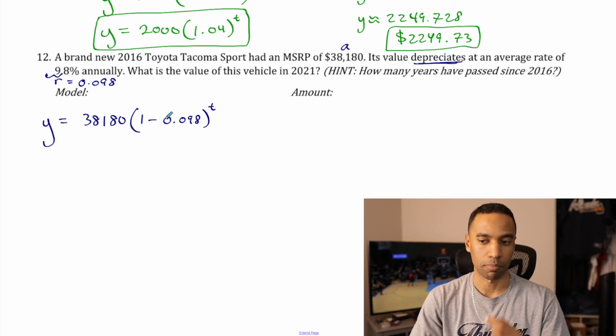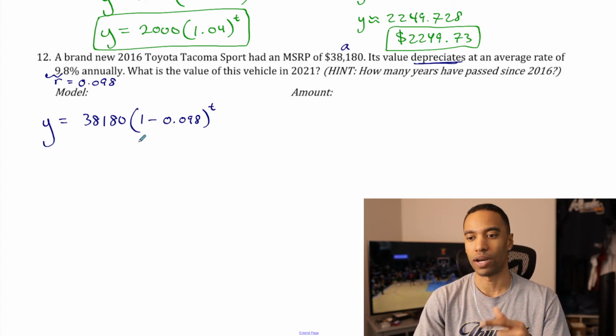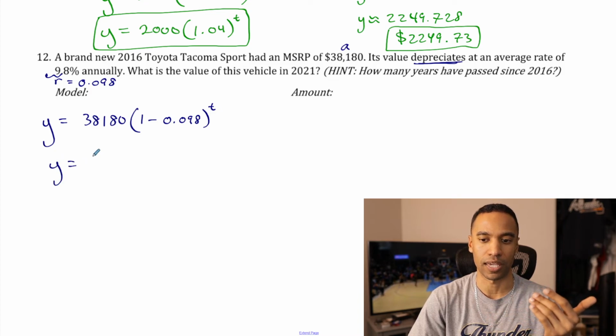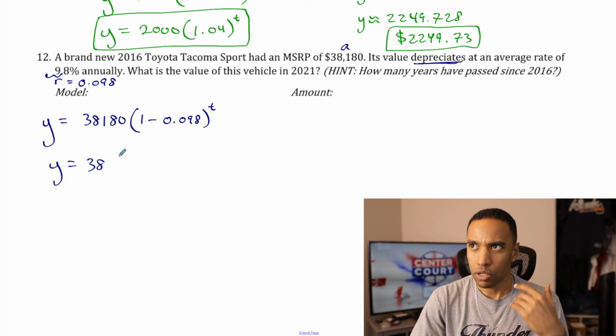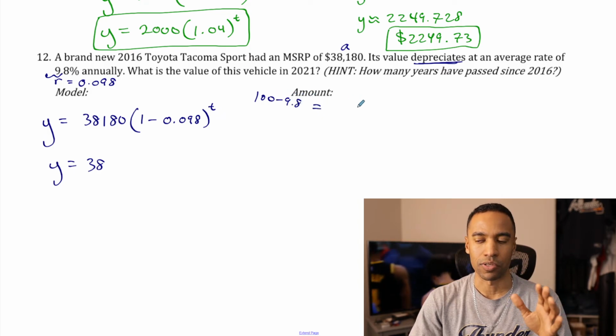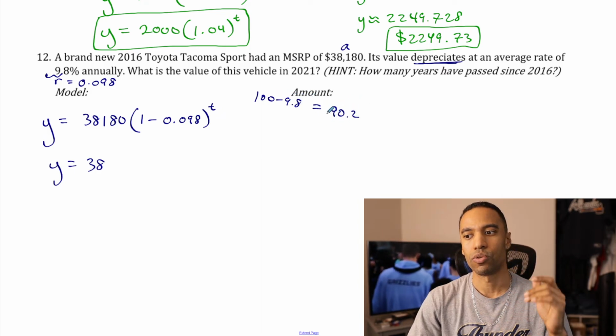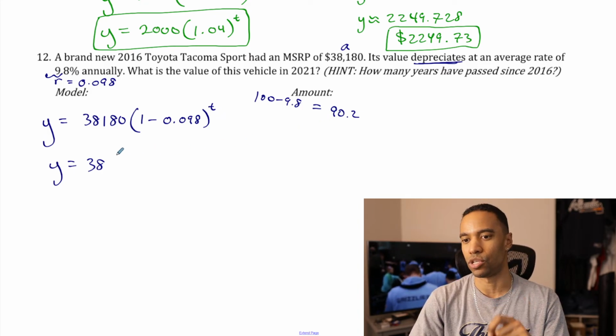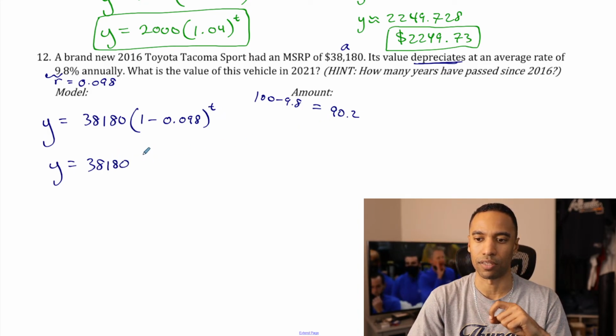And thirdly, please simplify this. What is 1 minus 0.098? Maybe you've got to use a calculator for that. It should be, so 100 minus 9.8 is 90.2. So this is going to be 0.902. I'm trying to avoid calculator use of that.